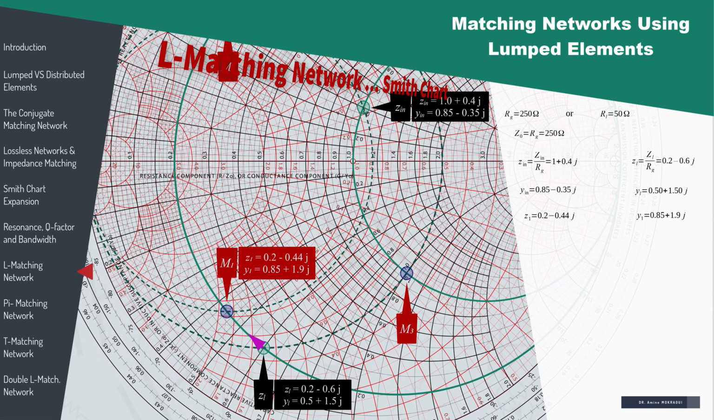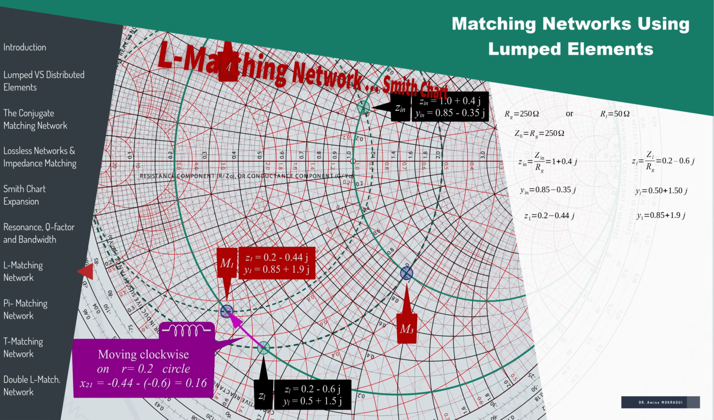When traveling from ZL to Z1, we take the clockwise direction on the R equals 0.2 circle. Thus, we are adding an inductor whose reactance is the difference between the reactance of the starting point and that of the ending point. We write x21 equals x1 minus xL, which is equal to minus 0.44 minus 0.6, which is equal to 0.16, which corresponds to uppercase X21 equals 40 ohm.